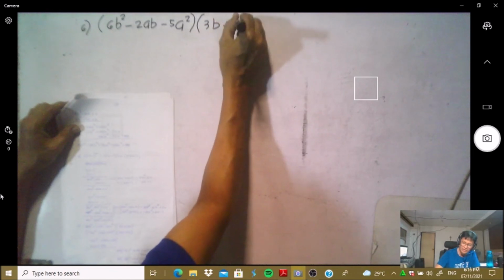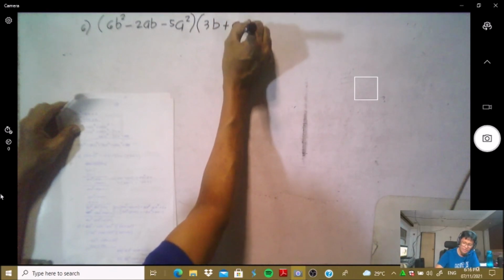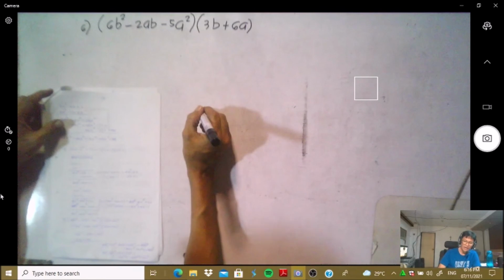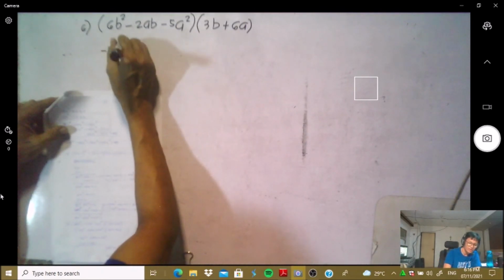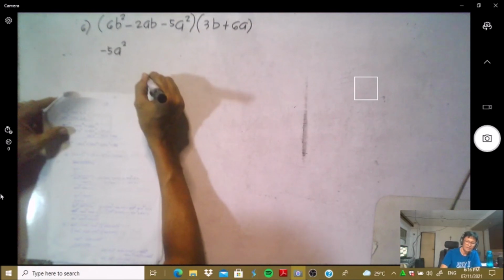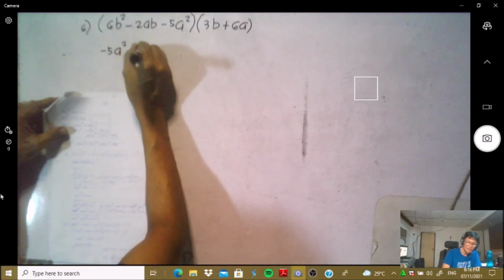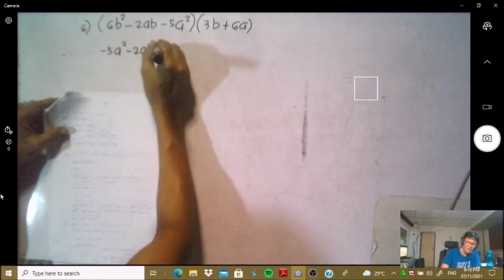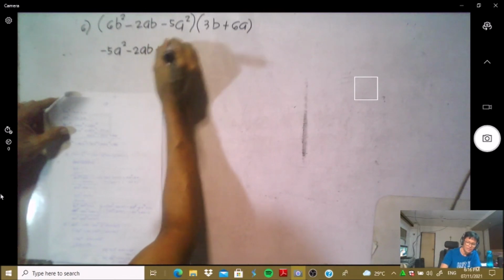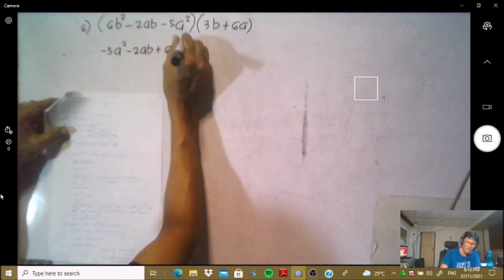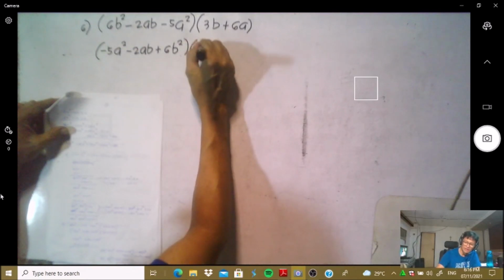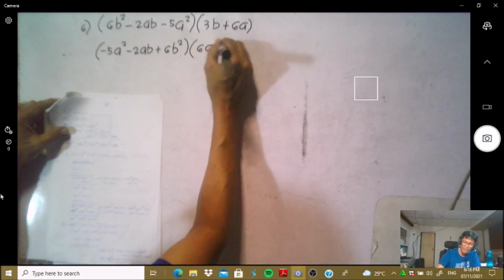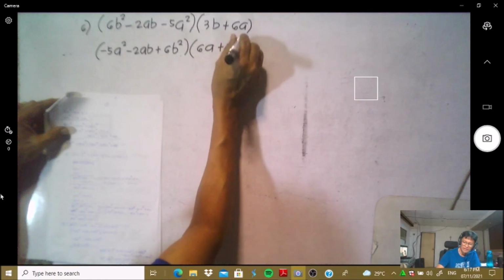Again, we have to arrange the terms first. So we have to start with a. So we have negative 5a squared, then minus 2ab plus 6b squared. Then we have to multiply this with 6a plus 3b. So this is the correct arrangement.